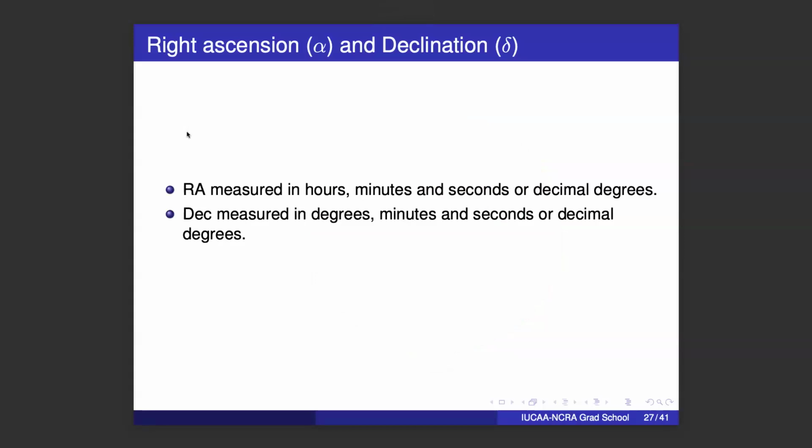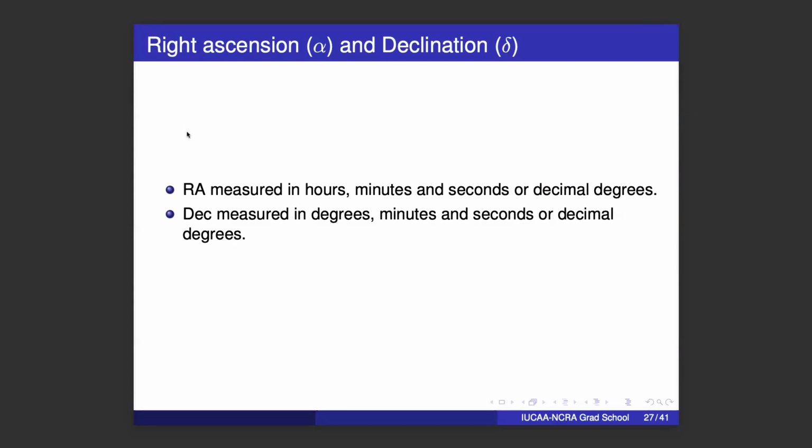RA is measured in hours, minutes, and seconds. Okay, so this is a little bit peculiar. Hours means that you will go from 0 hours to 24 hours, 360 degrees, and minutes and seconds. So, like for the subdivisions of arc, 60 minutes in an hour, 60 seconds in a minute.